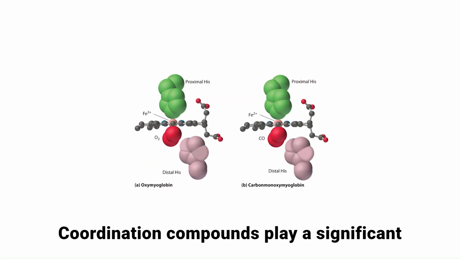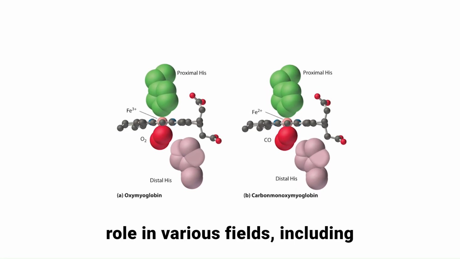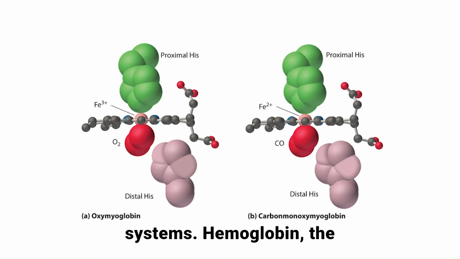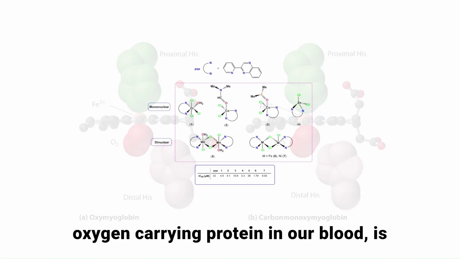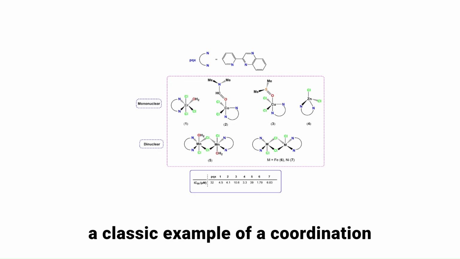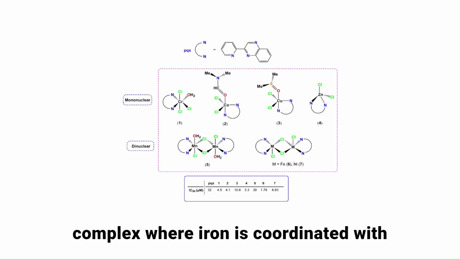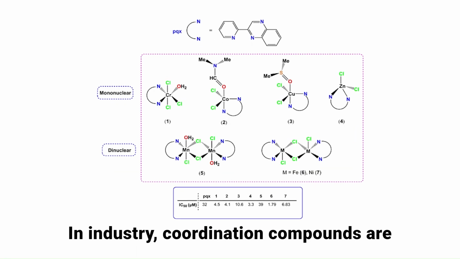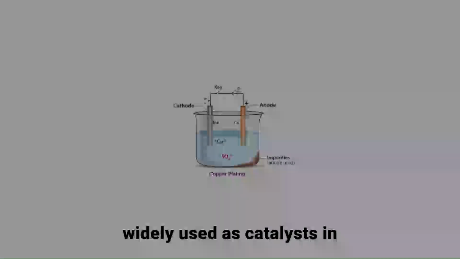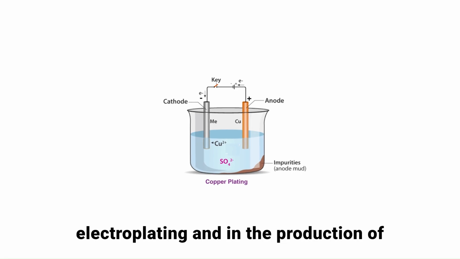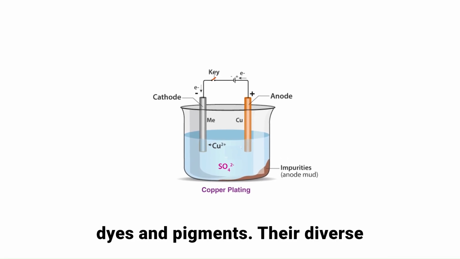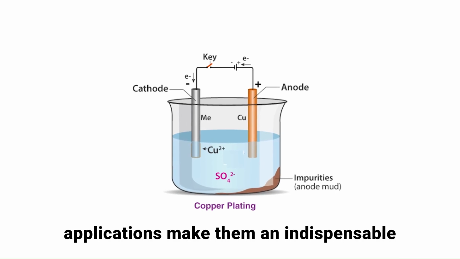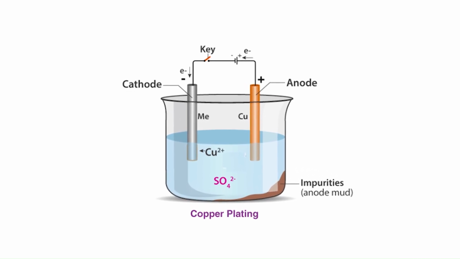Coordination compounds play a significant role in various fields, including medicine, industry, and biological systems. Hemoglobin, the oxygen-carrying protein in our blood, is a classic example of a coordination complex where iron is coordinated with nitrogen atoms of a porphyrin ring. In industry, coordination compounds are widely used as catalysts, in electroplating, and in the production of dyes and pigments. Their diverse applications make them an indispensable area of study in chemistry.